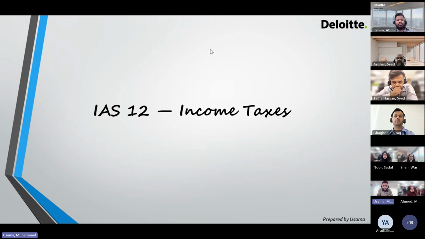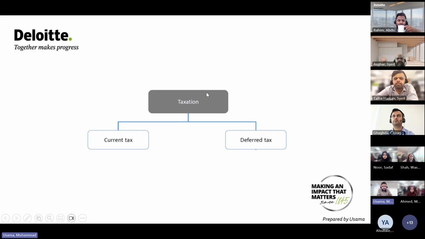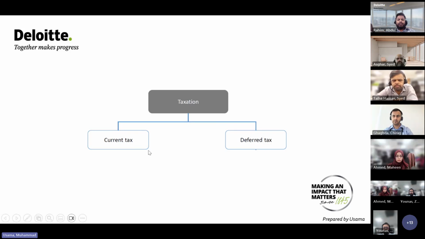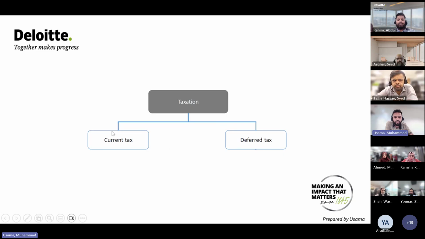So yeah, IAS 12 income tax, as I said, covers current and deferred tax. Basically, IAS 12 deals with two kinds of tax, which are current tax and deferred tax. Current tax is the tax we pay to the tax authorities, and we compute it and recognize the tax liability. On the other hand, deferred tax is basically an accounting adjustment, which I will discuss in my further slides.